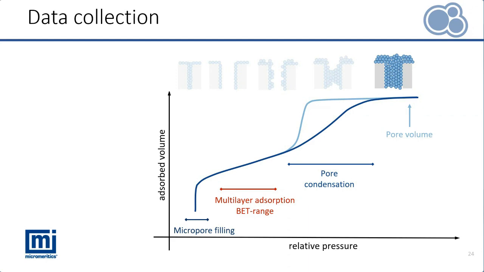Typically, the Gurvich rule is used for this calculation, and an important condition for meaningful determination is a well-defined saturation step. Some of you are probably very familiar with isotherms that don't reach such a plateau. This is the expected scenario for materials consisting of micropores. If this is the case for you, it might be worth considering using mercury intrusion porosimetry as a supplementary analysis method.